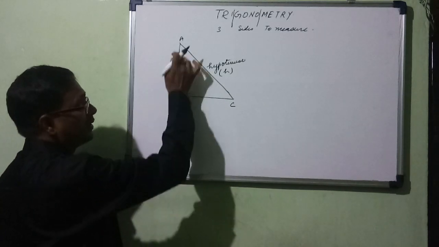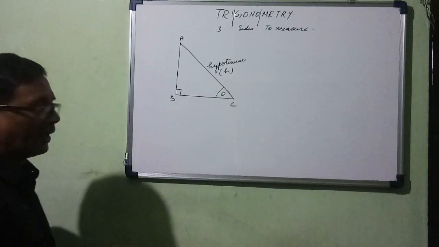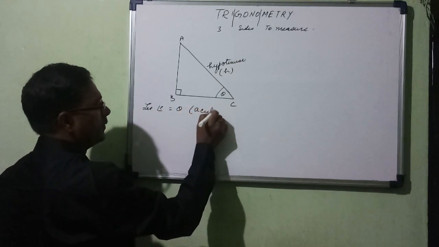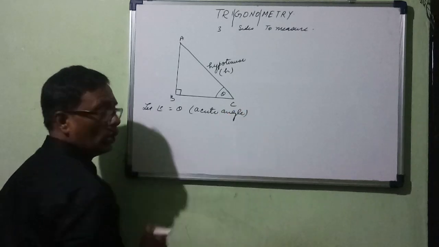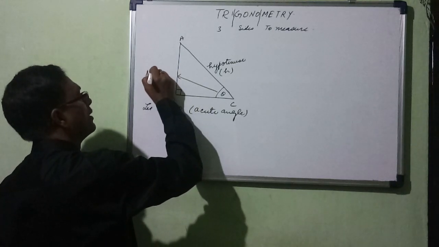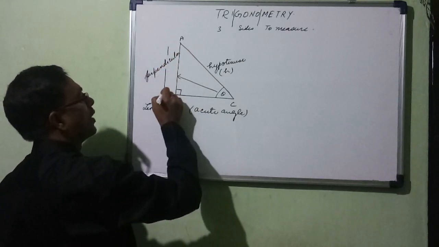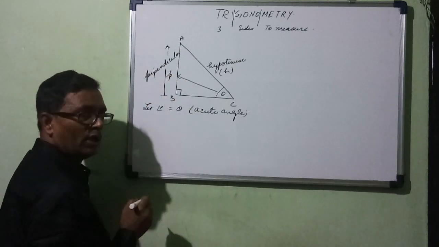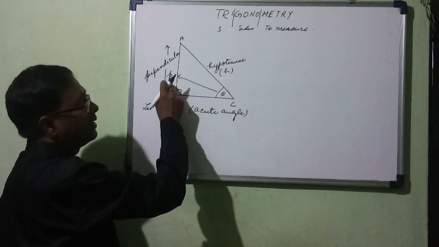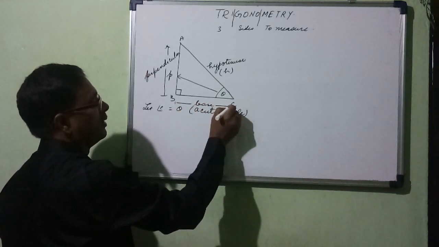Now in a right angle triangle there are two acute angles. Suppose I consider this acute angle theta. Let angle C be equal to theta, which is acute. So the side opposite to the considered angle is called the perpendicular, and this we call small p. So you have recognized two sides. The largest side is H. The side opposite to the considered angle is P, the perpendicular. And the third side is your base, that is B.